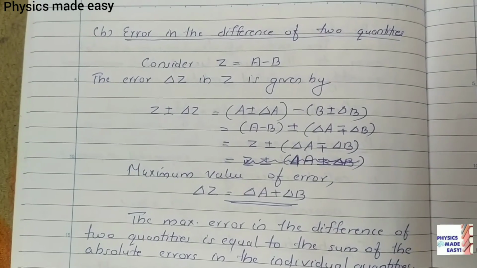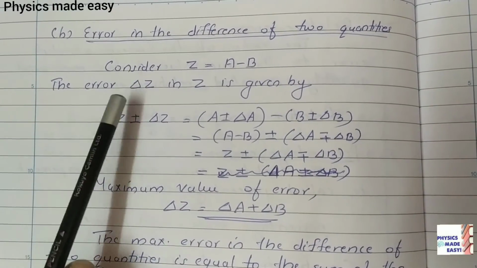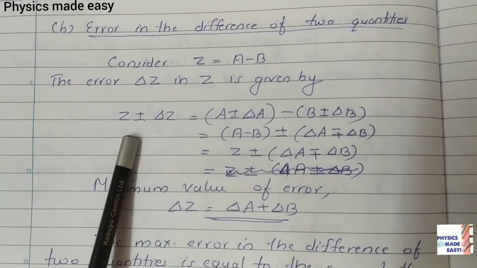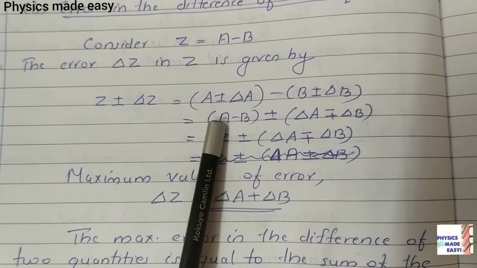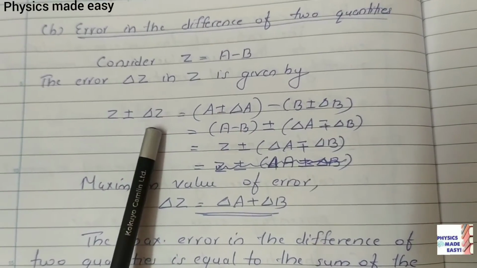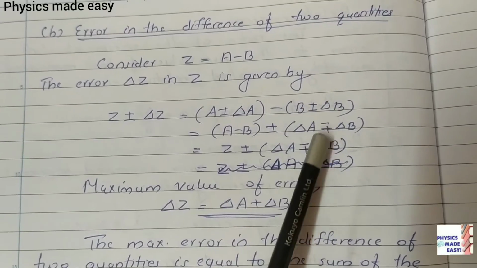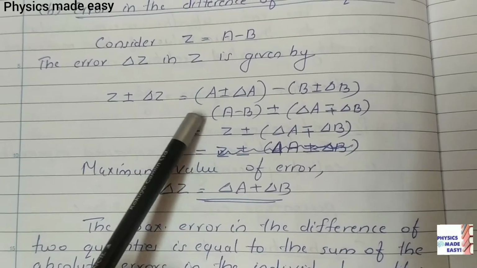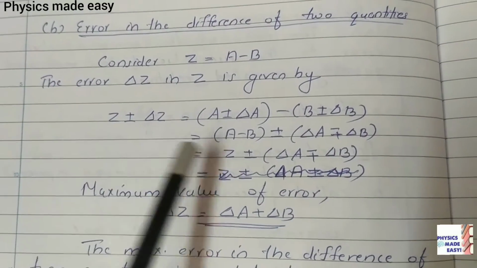If you are taking the difference of two quantities, what will be the error to be considered? For that, consider z is equal to a minus b. Error delta z in z we can write as z plus or minus delta z is equal to a plus or minus delta a minus b plus or minus delta b. You know, delta z is the absolute error in z, delta a the absolute error in a, delta b the absolute error in b. So z plus or minus delta z is equal to a plus or minus delta a minus b plus or minus delta b.